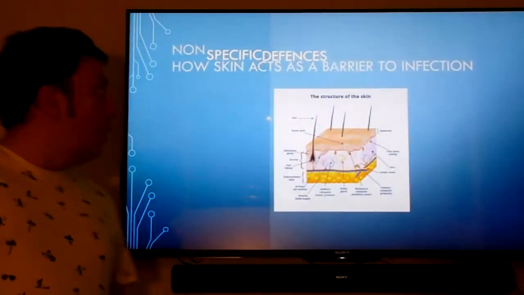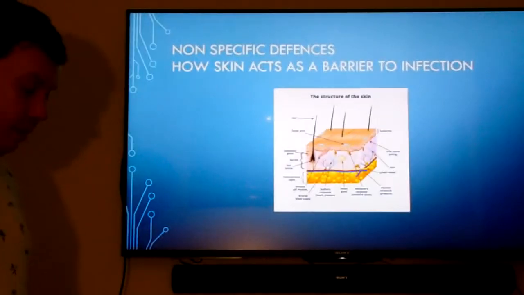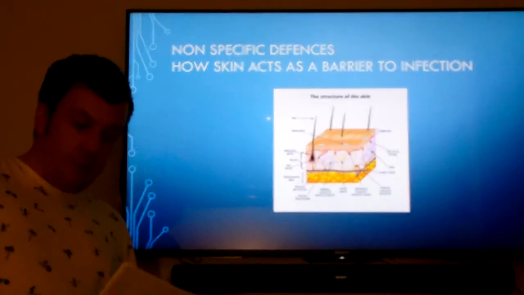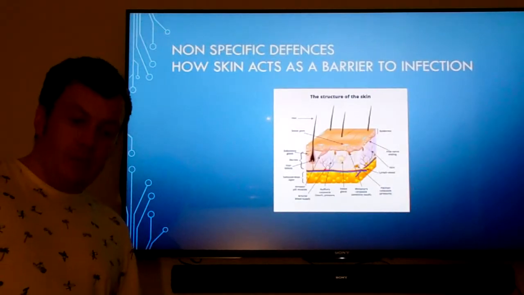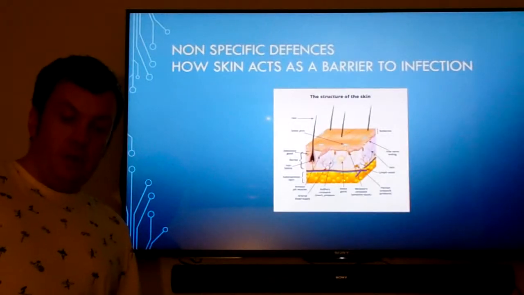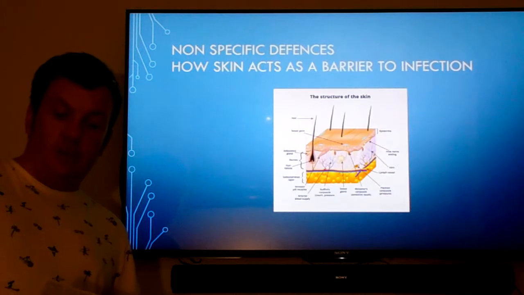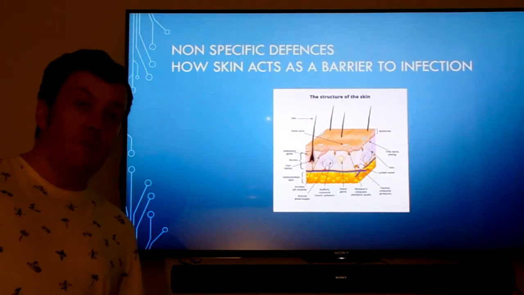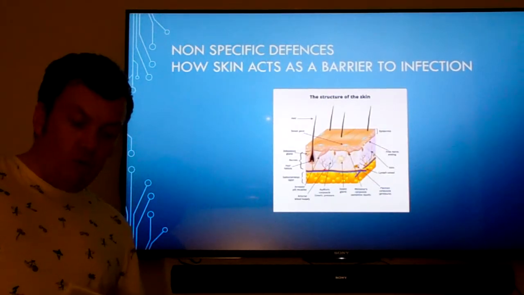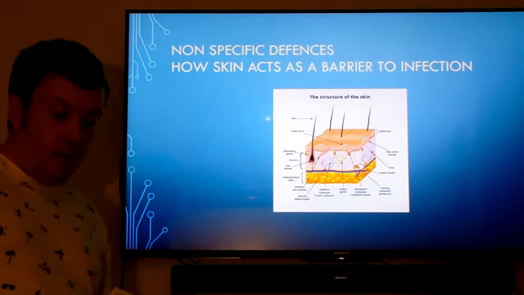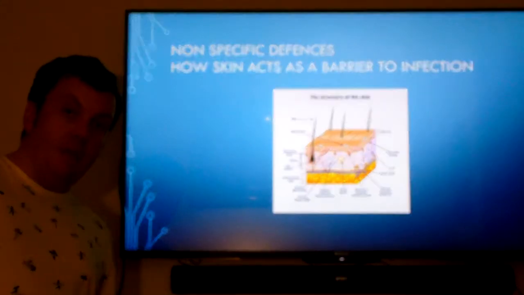Firstly, we're going to look at how the skin acts as a barrier to infection and the role of inflammation. As we know, the skin is the body's largest organ. It is also the most effective first line defence against infection as a mechanical waterproof barrier. The physical structure of the skin, shown here, prevents most pathogens from harming the body.